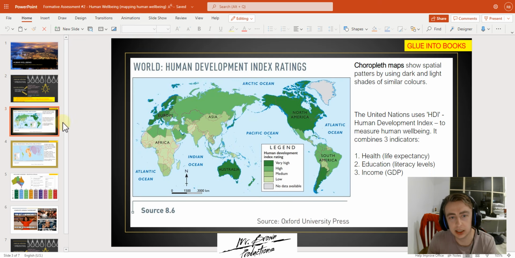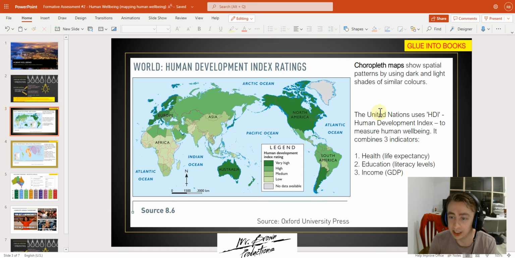The first thing I want you to look at and consider is a skill we call a Choropleth Map. This shows spatial patterns by using dark and light shades of similar colors to show you something. As we can see in the map key here, this legend is showing us from very high to low Human Development Index ratings. HDI is another measurement tool similar to GDP, which a lot of countries use to measure their well-being.